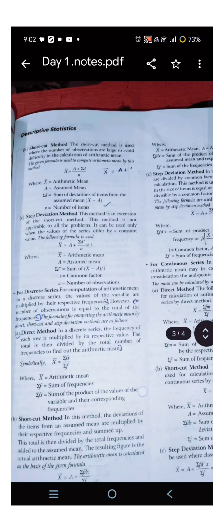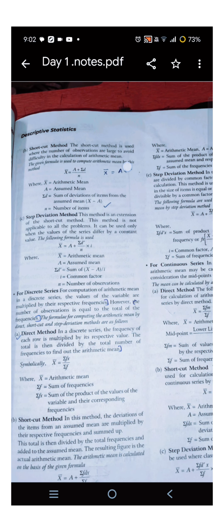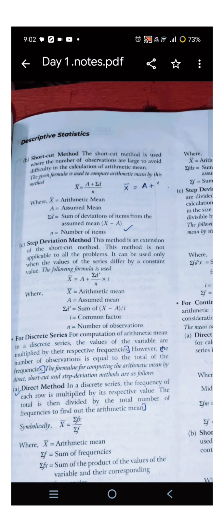Then the shortcut method. The shortcut method is used where the number of observations is large, to avoid the difficulty in the calculation of the arithmetic mean. The given formula is used to compute the arithmetic mean by this method. X bar is equal to a plus sigma d divided by n. X bar is the arithmetic mean, a the assumed mean, sigma d the sum of deviations of the items from the assumed mean, x minus a, and n the number of items.